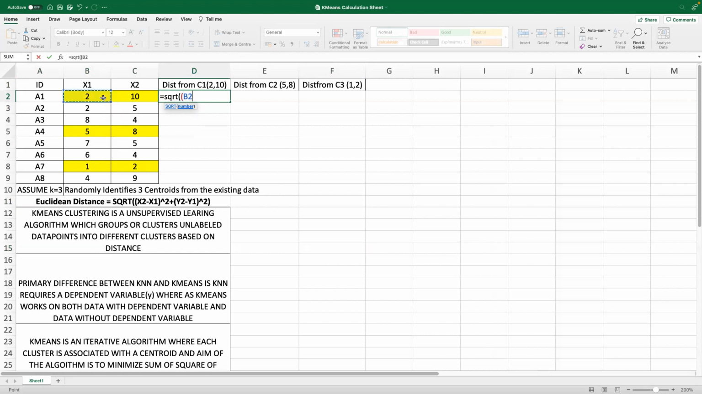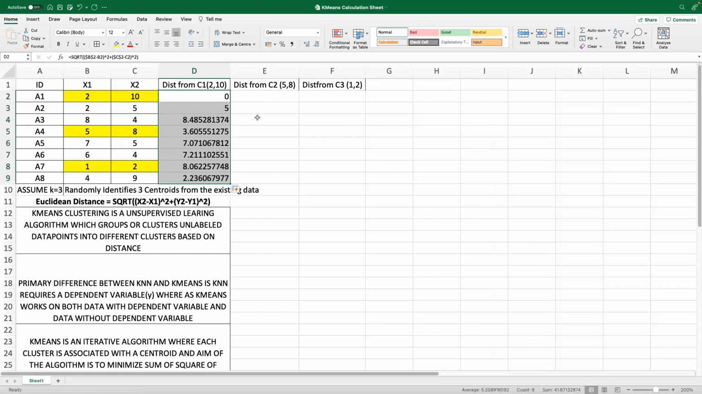So let us calculate. In the first cell, equal to SQRT open bracket, 2, which is x2, we have to fix it by pressing F4, minus the same 2, to the power of 2, plus open bracket, 10 is our y2, again fix it, minus 10, to the power of 2, close bracket. We'll get it as 0. Now if I drag the formula down, I'll get the distances from this centroid, and I'll decrease the decimals to 2 points and center them.